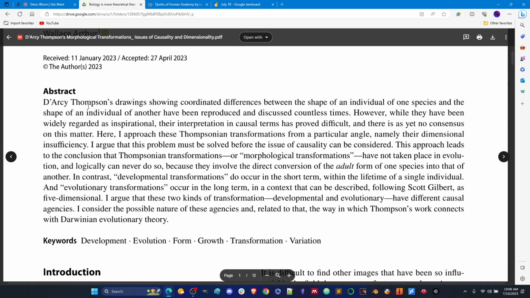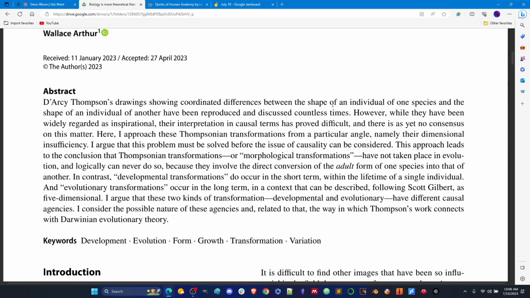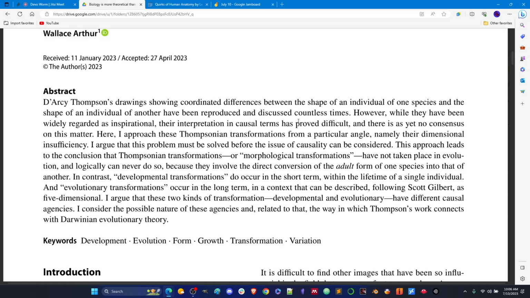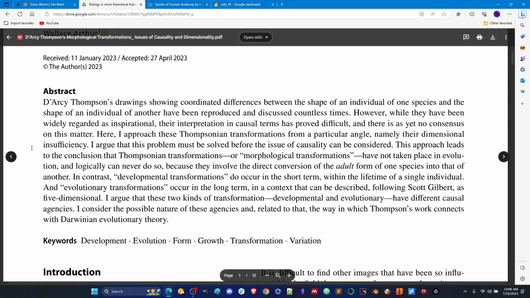So Darcy Thompson's drawing showing coordinated differences between the shape of an individual of one species and the shape of an individual of another have been reproduced and discussed countless times. However, while they can be widely regarded as inspirational, their interpretation in causal terms has been proven difficult. And there is as yet no consensus on the matter.